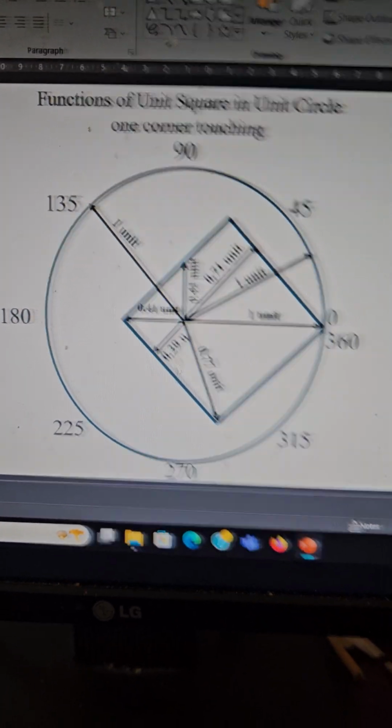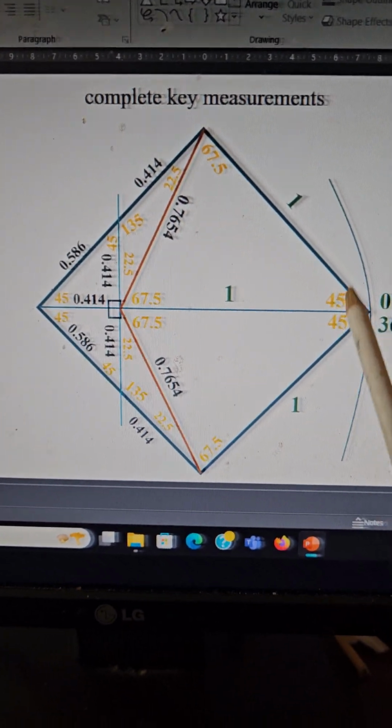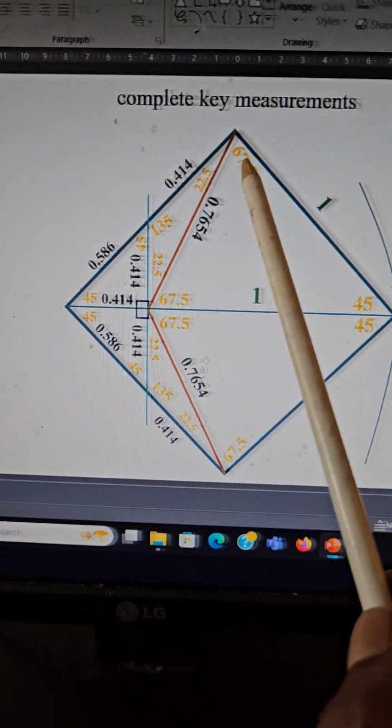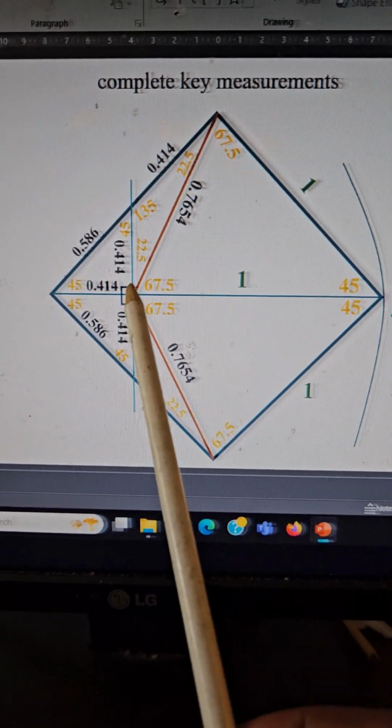Anyway, let me show you. Here are the main measurements. These would be 45 degrees. This would be 67.5, 67.5, 67.5. So we have a triangle here with 2 equal angles.